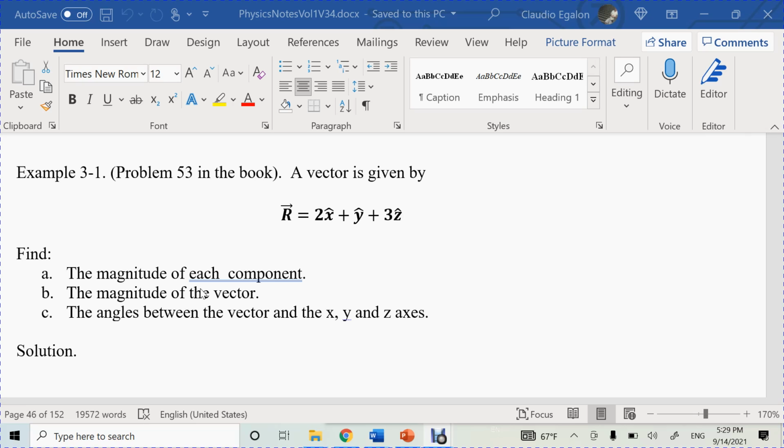Ideally, I should be doing different colors, right? Let's do different colors here. Here you go. A sub x. Blue. A sub y.